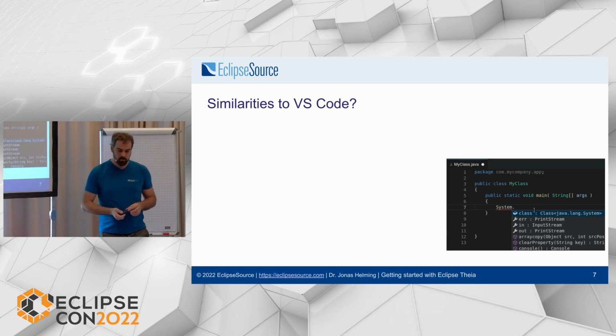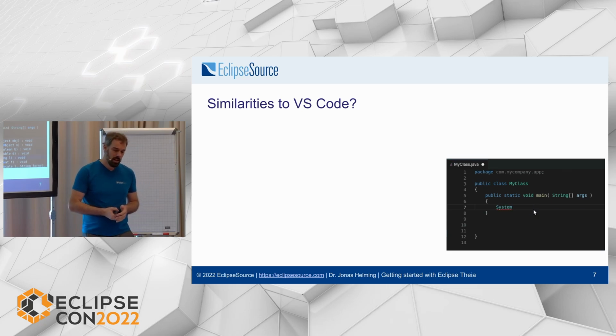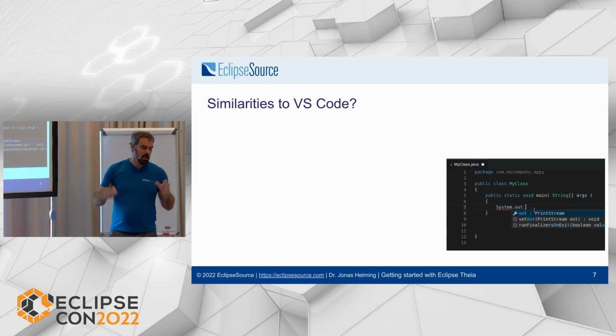All right, now I've mentioned VS Code a couple of times. So what are similarities to VS Code and what are differences? I explicitly focus on this question because that's a very important question in the beginning of your project. And the reason for that is I'm not saying that Eclipse Theia is the right solution for every project, and that's an important thing. You really should evaluate the best solution for your project first and then decide.